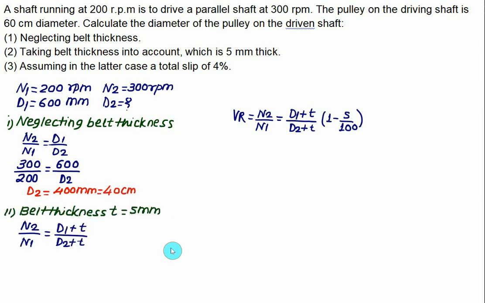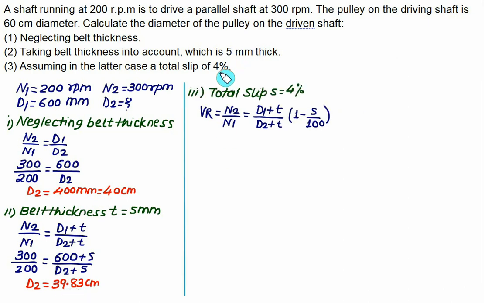If the slip is neglected and the thickness is equal to 5 mm, then we have N2 by N1 is same as D1 plus thickness upon D2 plus thickness. N2 by N1 is same as 300 by 200. So we have 300 by 200 is equal to D1, which is equal to 600, plus thickness equal to 5, divided by D2 plus thickness, that is 5. So we'll get the value of D2 is close to 39.83 cm. Actually it's 398.3 mm. I have written the answer in cm, that is 39.83.